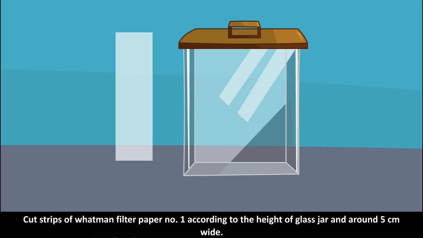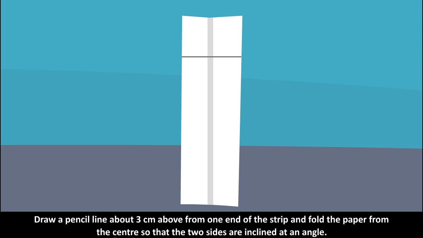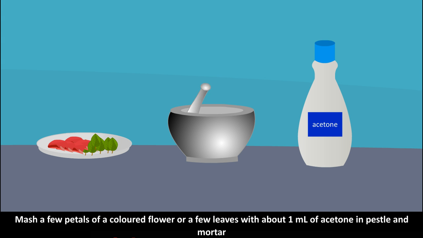Procedure: cut strips of Whatman filter paper number 1 according to the height of a glass jar and around 5 cm wide. Draw a pencil line about 3 cm above one end of the strip and fold the paper from the center so that the two sides are inclined at an angle. Mash a few petals of a colored flower or a few leaves with about 1 ml of acetone in a pestle and mortar. Filter and put this solution in a test tube.